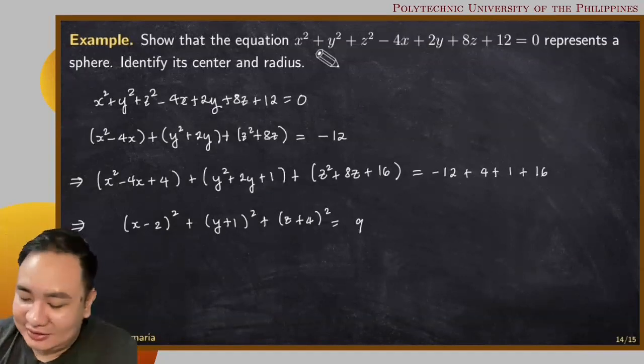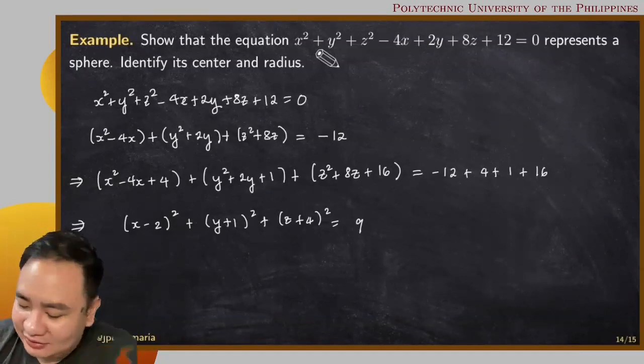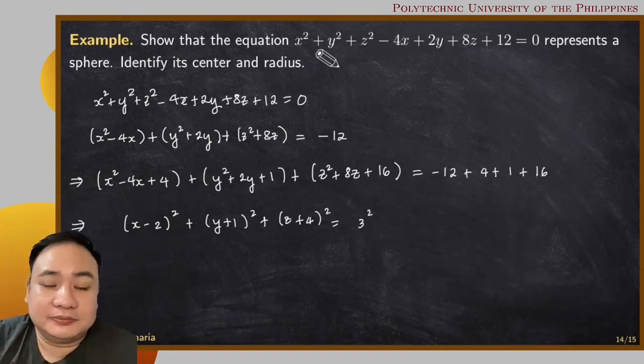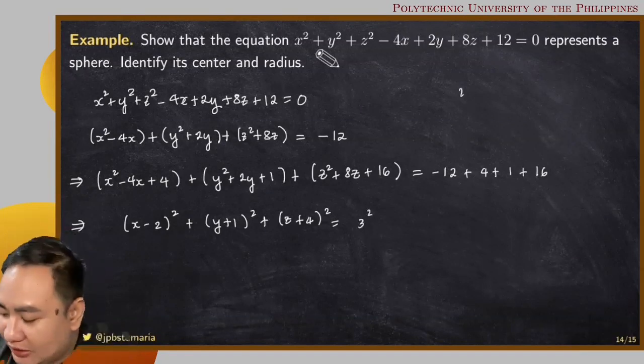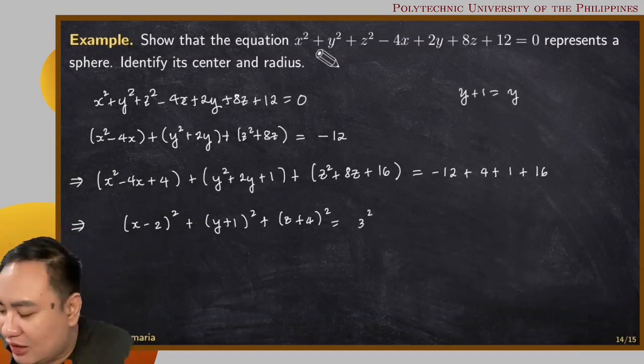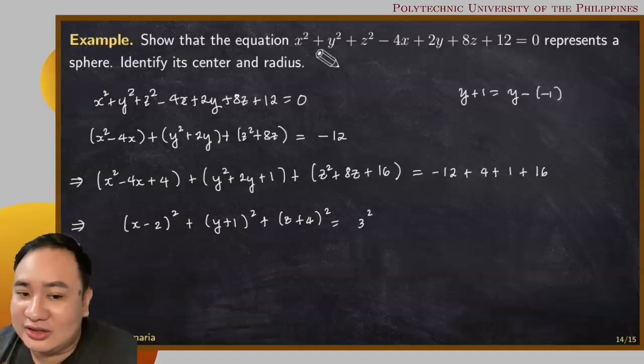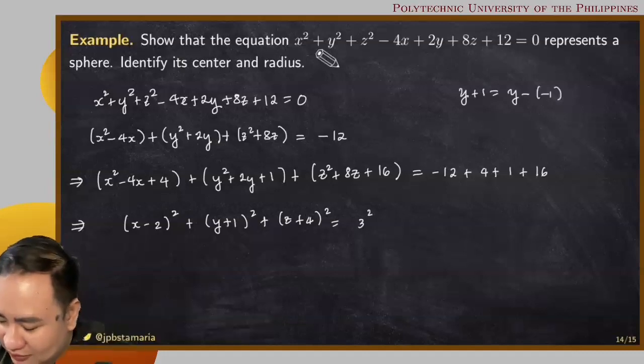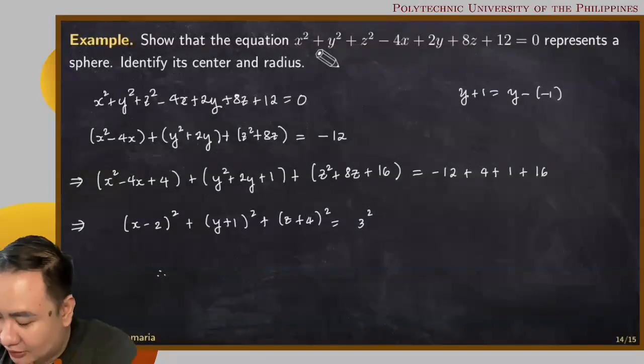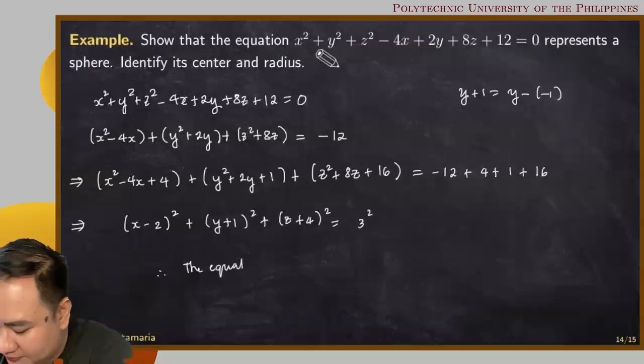Yes. And it turned out that 9 is actually the square of 3. Now, take note that y plus 1 is actually y minus negative 1. Remember that in the center radius form, laging minus dapat yung nasa gitna. But in case na plus yan, you just change the sign. So parang ganun yung rule natin. So therefore, the equation represents a sphere.